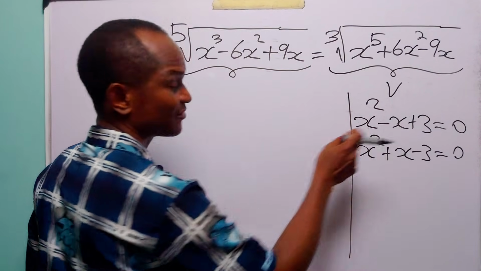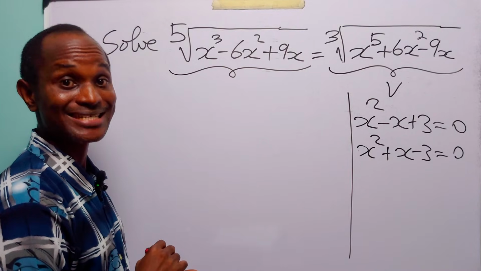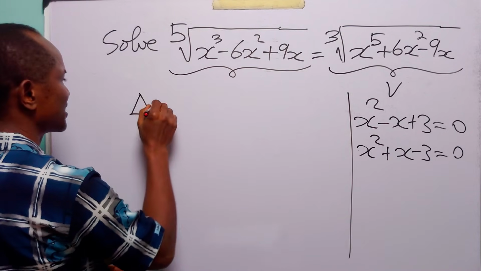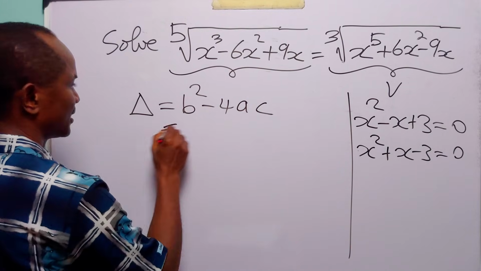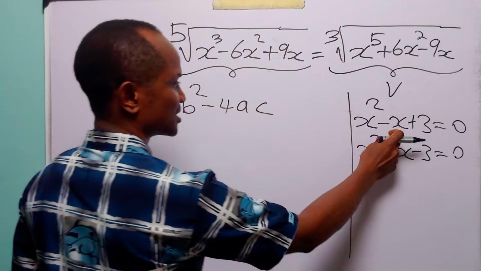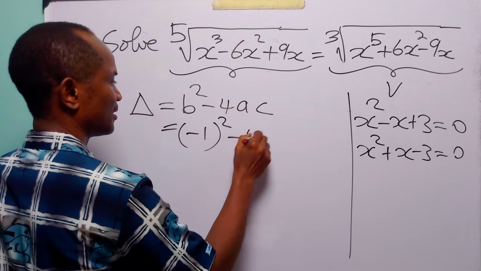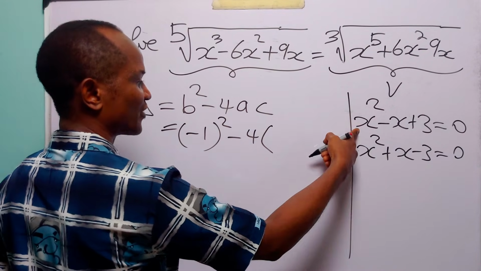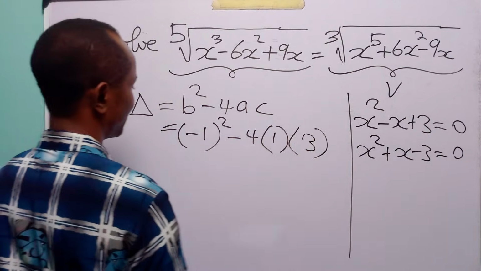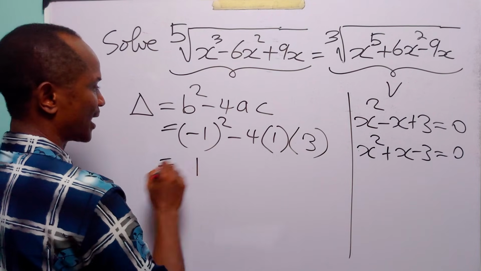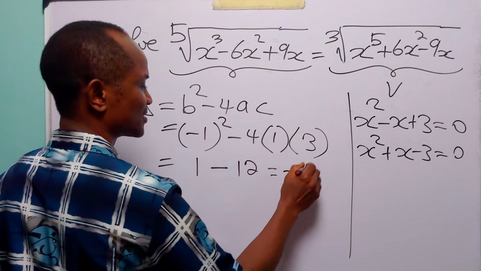Now, I don't think that this first quadratic equation has real roots, but let us be sure. Let us check the discriminant. We have that the discriminant is b squared minus 4ac. Now, of course, b is minus 1, that is the coefficient of x, so this is minus 1 squared. A is the coefficient of x squared, which is 1, and c is the constant term, which is 3. This is 1 minus 4 times 3, which is 12. So this is minus 11.